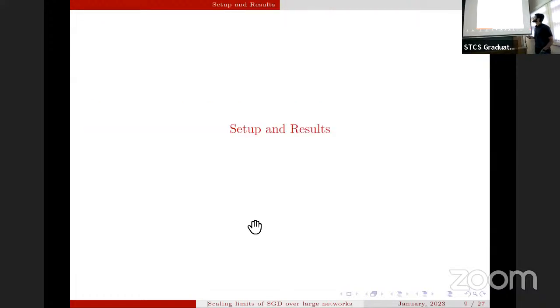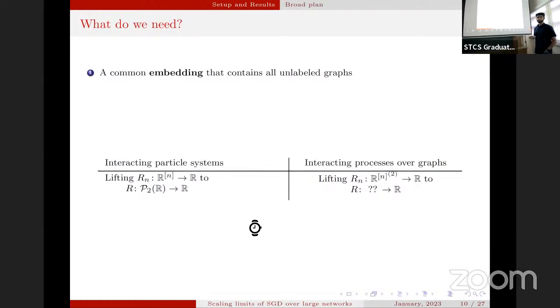Right. So here I will explain the setup and at the end some results. This is kind of a rough tutorial and the path that we have taken in order to build this. Okay, so what do we need? We saw earlier that we were able to lift all the functions R^n to a common space P of R. And on this space, which I'm calling embedding, I can maybe make sense of all the problems together. So, okay, again, what is the common space here?